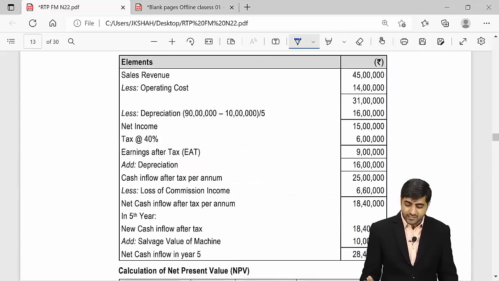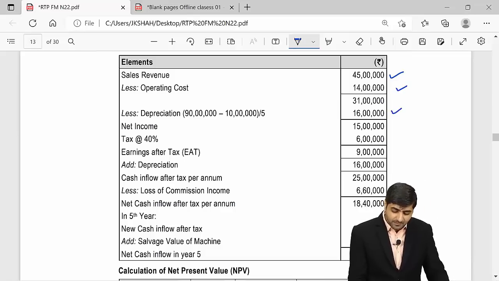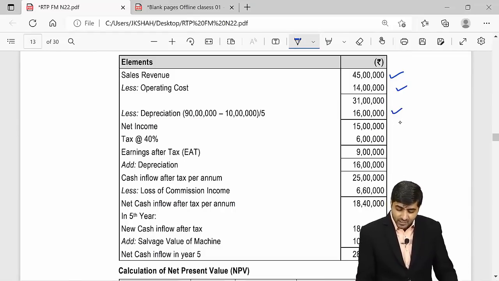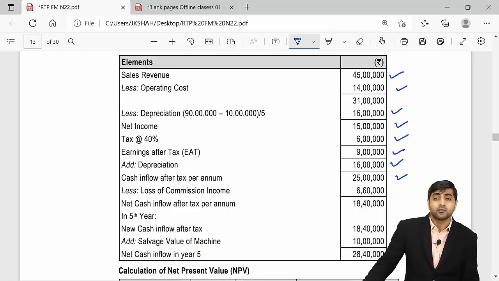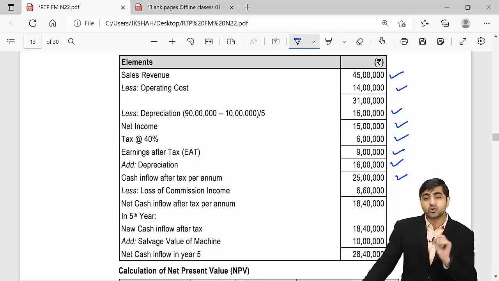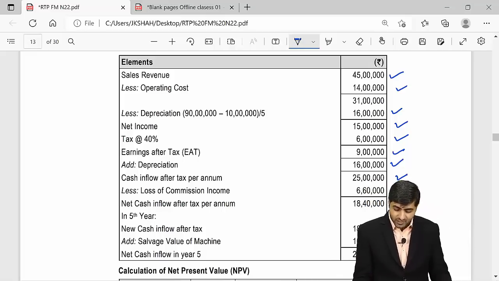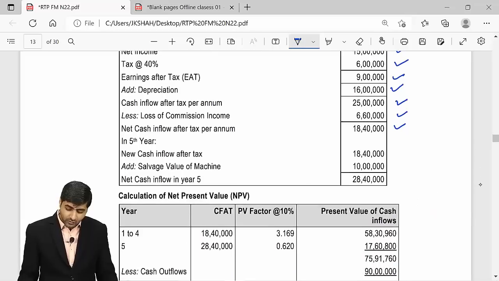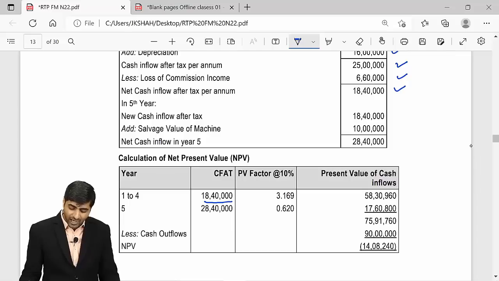You will come to know that there is sales revenue of 45 lakhs, from which we have subtracted the operating cost. Then we subtracted our depreciation of 16 lakh rupees. We got your net income, we subtracted tax, we got NPAT, we added the depreciation, we got this 25 lakh as your cash inflow. But don't forget that we are also going to lose on your commission income. That's your post-tax opportunity cost, 6,60,000. So eventually you'll be getting 18 lakh 40. Now this 18 lakh 40 you are going to get every year, and then we'll be getting this as your 3.169. So guys, just do the total of this present value annuity factor.